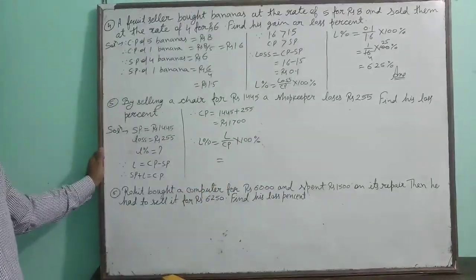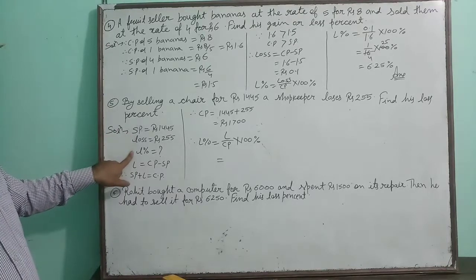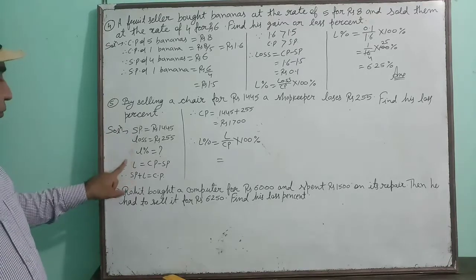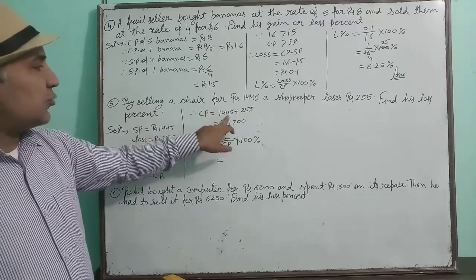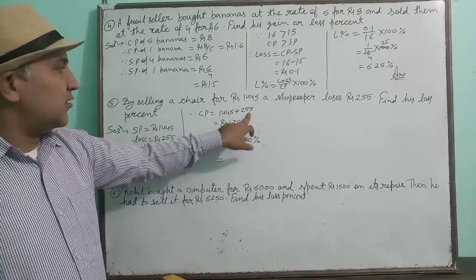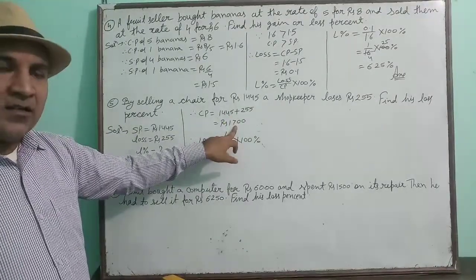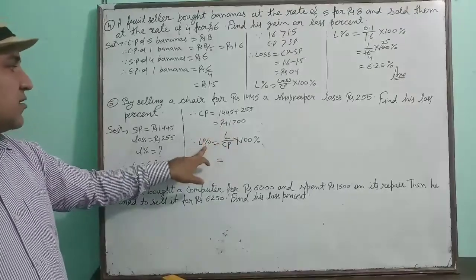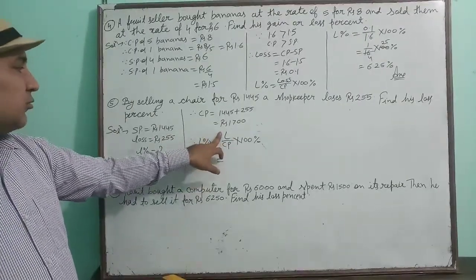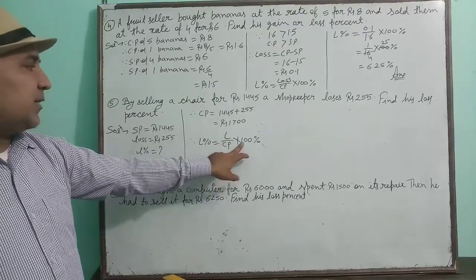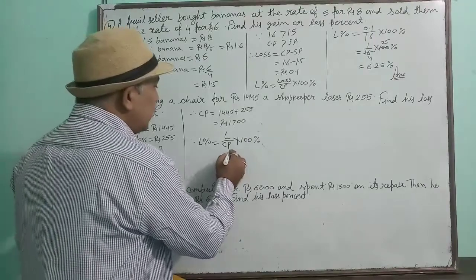Is the process understood? Selling price and loss is given and we have to find loss percent. So first we have to find the cost price. Cost price is equal to selling price plus loss. By adding these two, we are getting the cost price. After getting the cost price, loss percent formula we will apply. Loss percent is equal to loss upon CP multiplied by 100. Now put the value and calculate it.